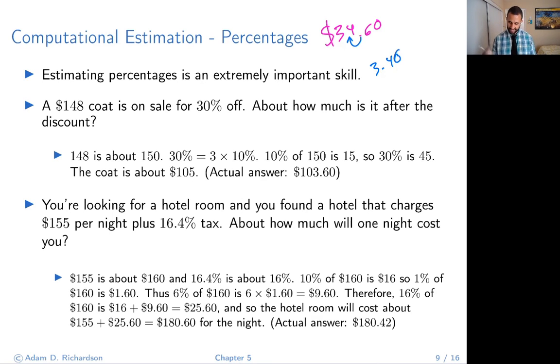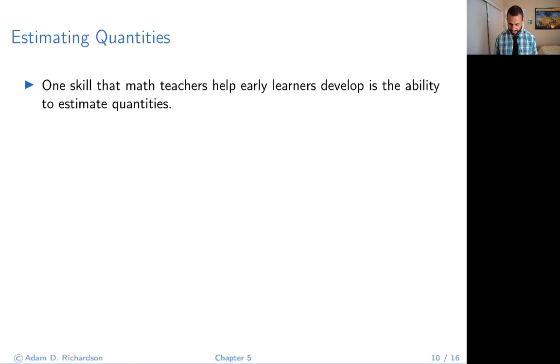So 20% is about $7. If I double that, 20% is about $7. So if you wanted to know what to tip them, you would give them 7 extra bucks. There you go. So it's a nice tip for how to tip. Okay, I've said this before. This is a skill that we help early learners develop, is how to estimate quantities.